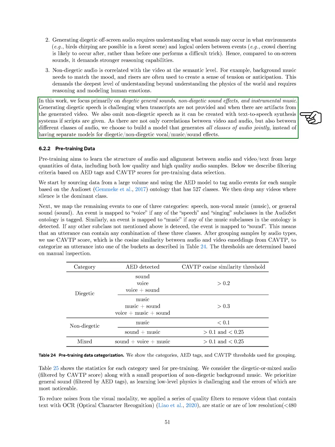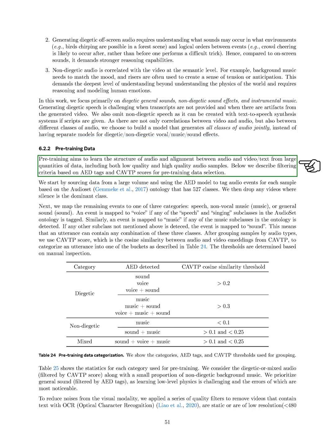Section: Pre-training data. In this section, we focus on pre-training data. Our goal is to understand the structure of audio and how it aligns with video and text by using a large amount of data, which includes both low and high-quality audio samples. We outline our criteria for selecting pre-training data based on AED tags and CAVTP scores.